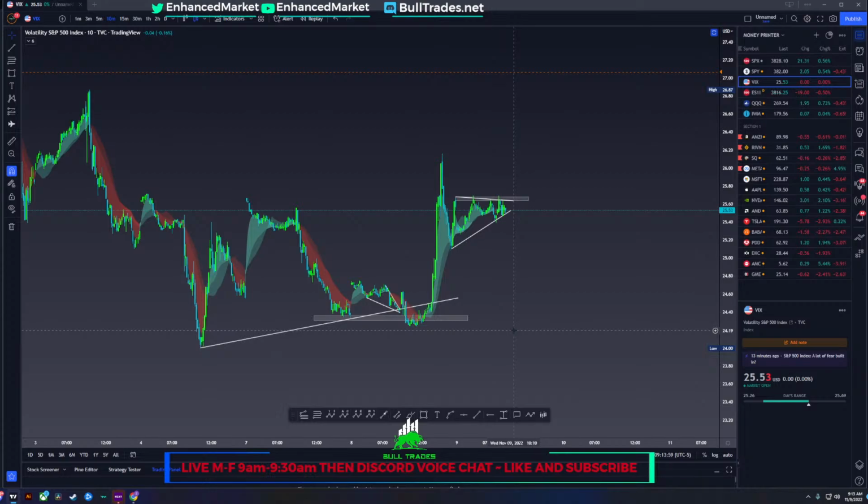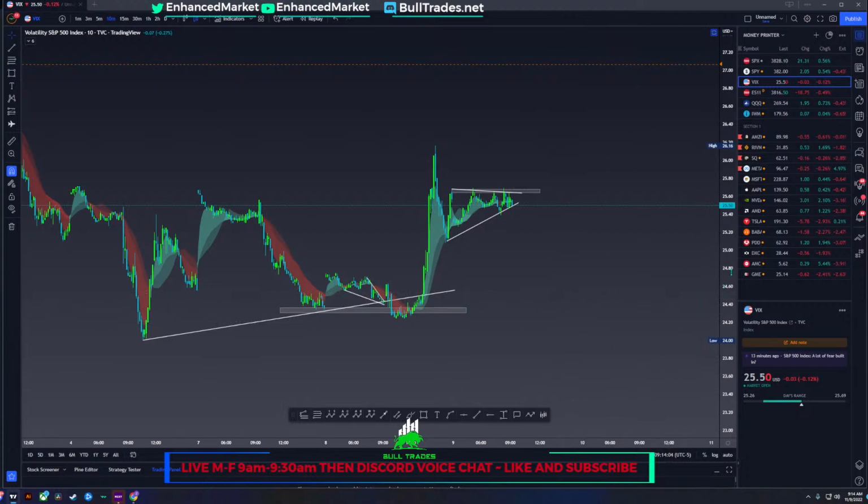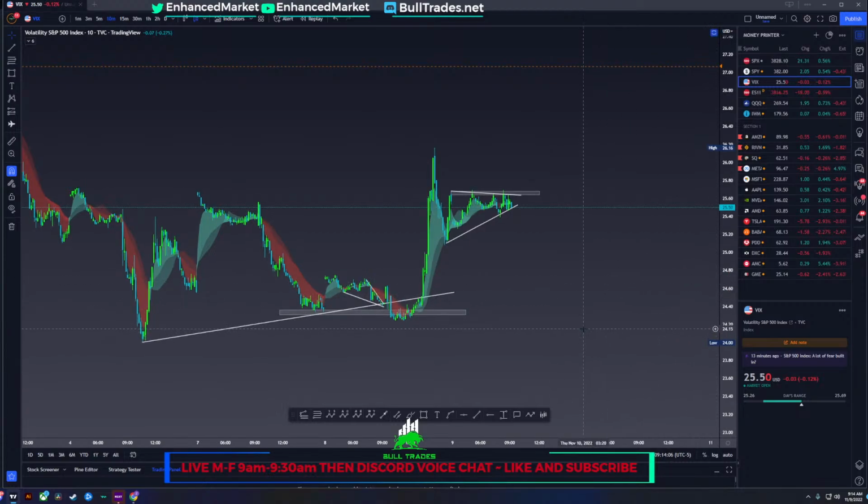I always trade either zero day expirations on SPY, SPX, whatever it is, or if it's a ticker like Tesla, AMD, NVIDIA, it's going to be weekly expiration, Friday.